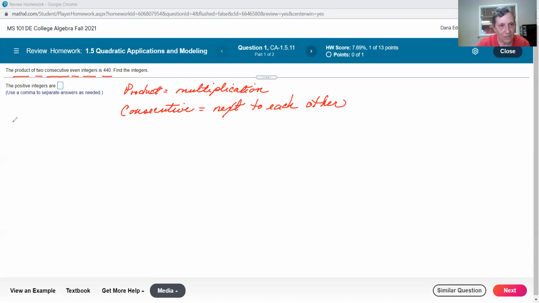Now, to be consecutive even integers, these could either be positive or negative. You don't have to be positive to be an even integer. So it could be numbers like 2, 4, 6, -2, -4, etc. So numerically, what do we know about these numbers?